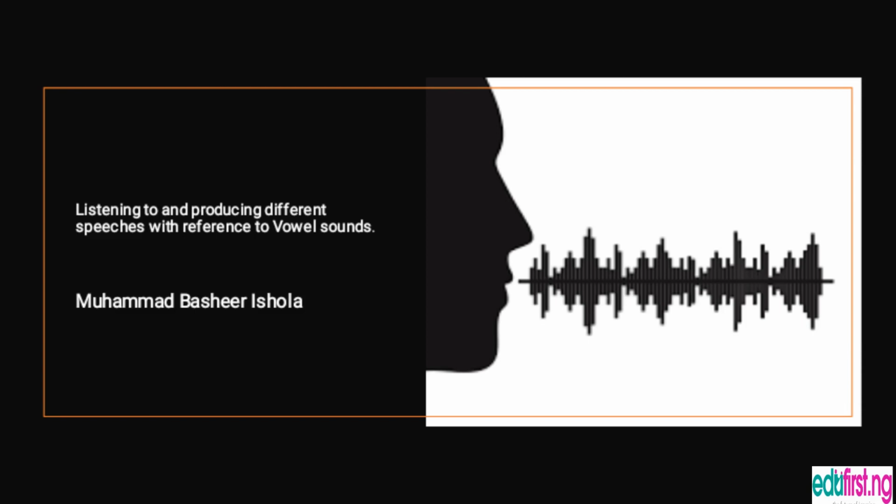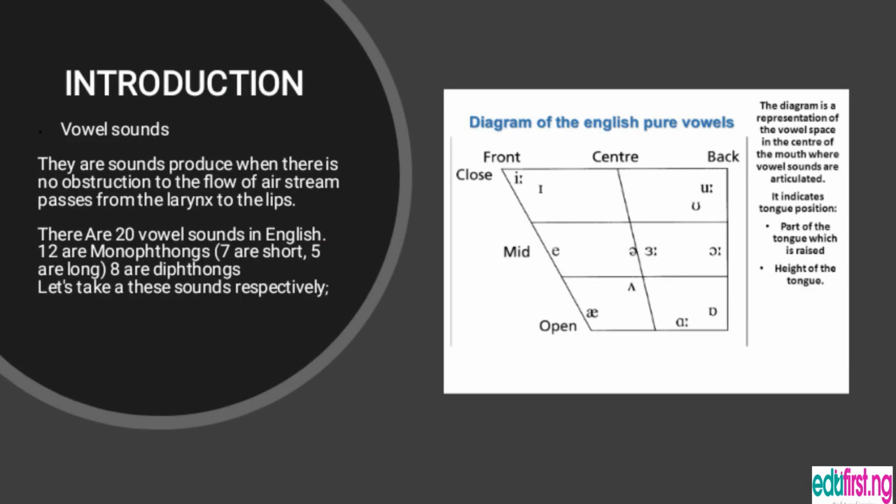Today we will be discussing listening to and producing different speeches with reference to vowel sounds. Vowel sounds are sounds produced when there is no obstruction to the flow of air streams passing from the larynx to the lips. There are 20 vowel sounds in English. 12 are monophthongs, where 7 are short while 5 are long vowel sounds, and 8 are diphthongs. We will be looking at various vowel sounds with respective examples to each one of them.